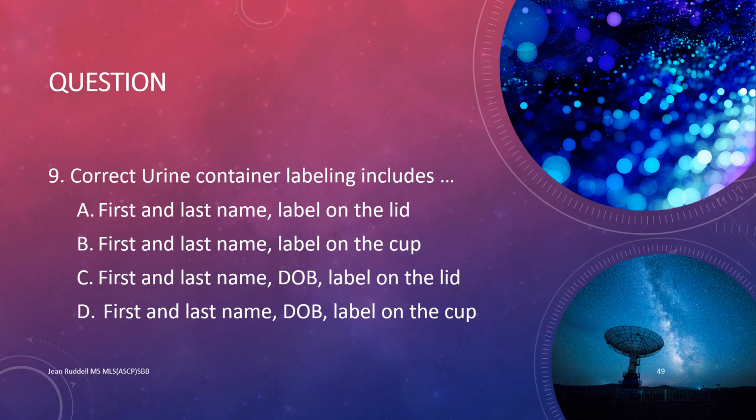Question 9. Correct urine container labeling includes A, first and last name, label on the lid, B, first and last name, label on the cup, C, first and last name, date of birth, label on the lid, D, first and last name, date of birth, label on the cup. The answer is D, first and last name, date of birth, and the label goes on the cup.